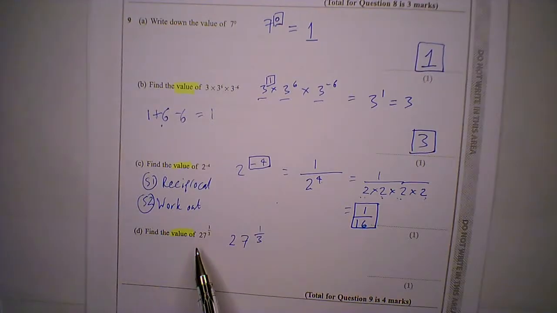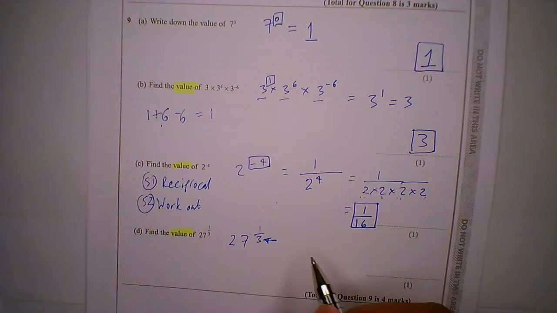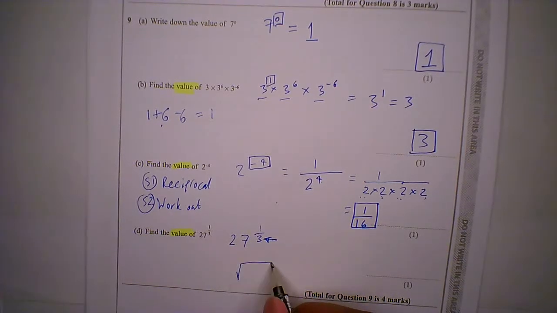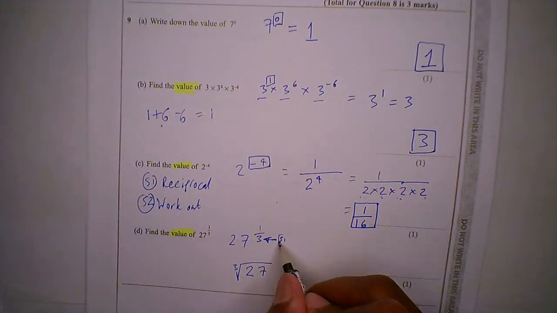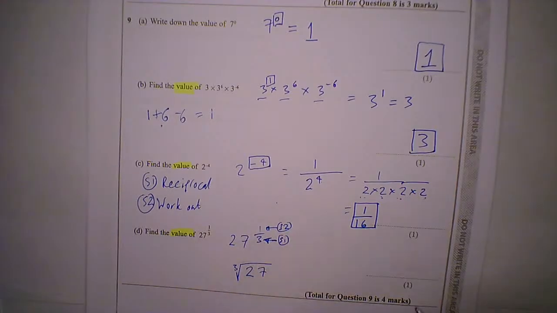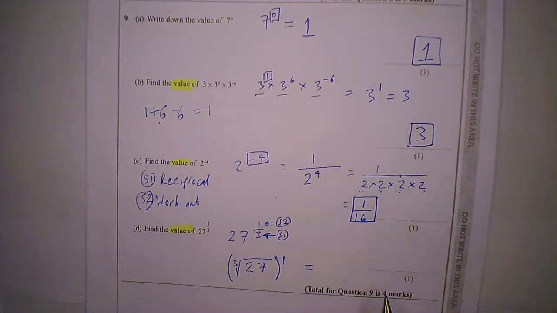Part D, find the value of 27 to the power one third. So here my denominator is 3, so I'm looking for the root, which is the cube root of 27. This is normally my step 1, and this is my step 2. In this case, because it's 1, I can ignore that, but I'll just do it for the sake of consistency. So what number multiplied by itself 3 times gives me 27?